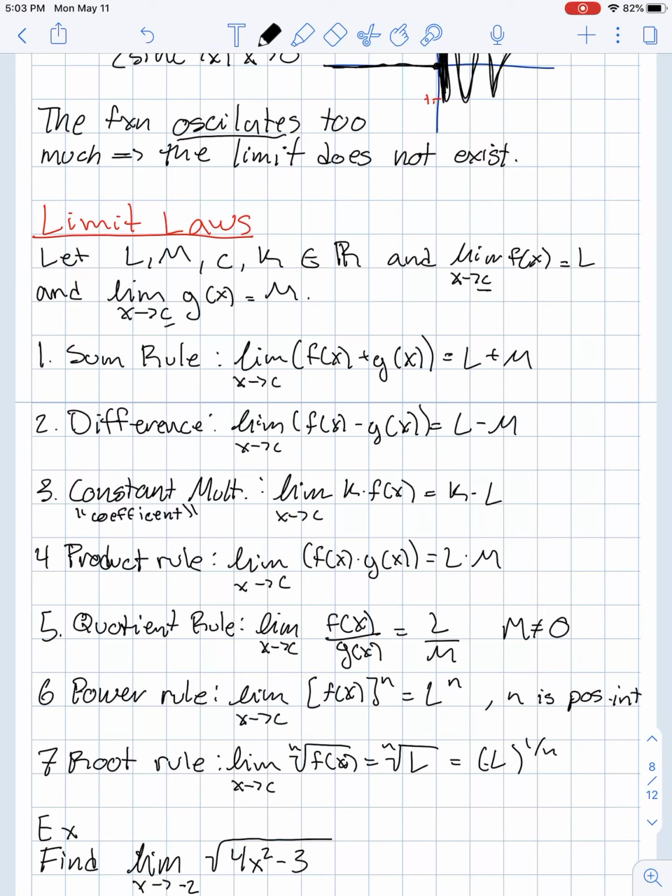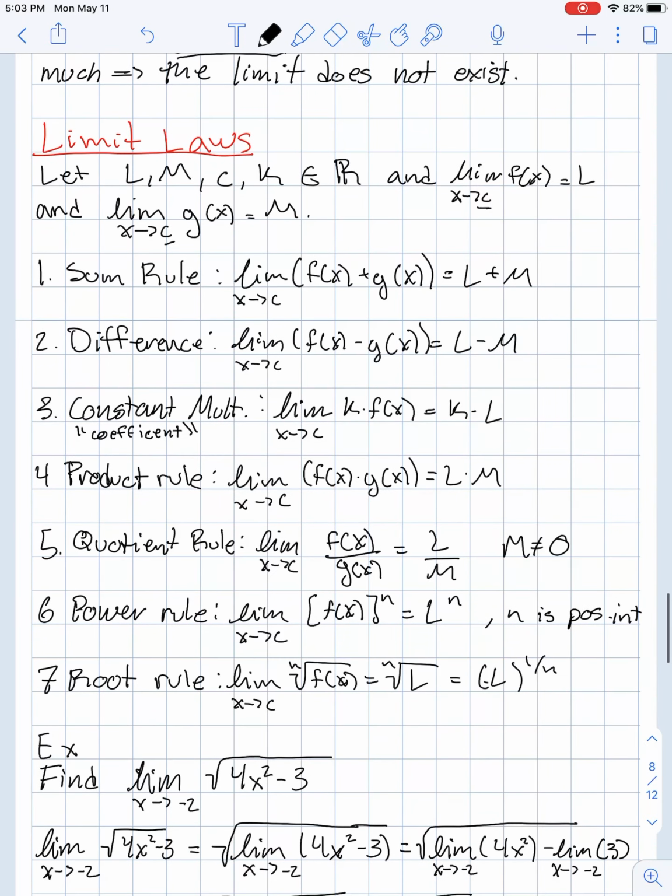Product rule, the limit of f of x times g of x as x goes to c is going to be L times M. The limit of each of those multiplied by each other. Quotient rule works the same way. The limit of f of x divided by g of x as x approaches c is going to be L divided by M. But this is only when M does not equal 0.